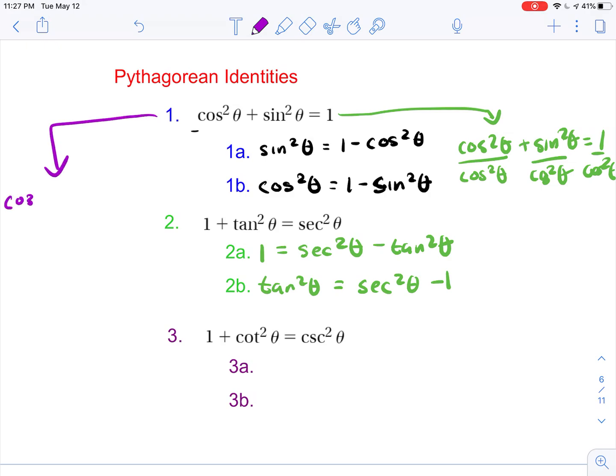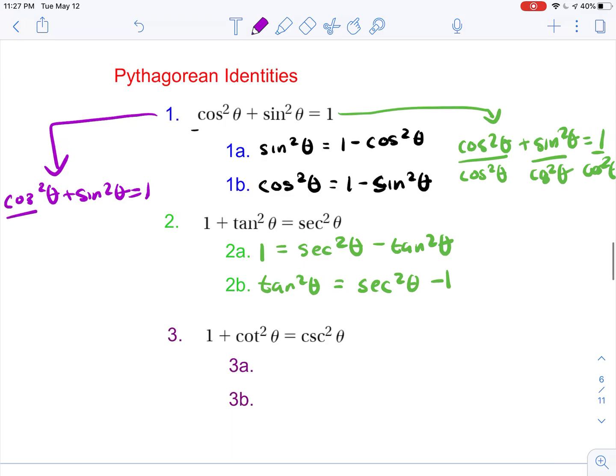And last but not least, we have 1 plus cotangent squared theta equals cosecant squared theta. This comes from taking that equation, cosine squared theta plus sine squared theta is equal to 1, and dividing it by, hopefully you guessed it, sine squared. Sorry, my handwriting is not great today. Okay, so what happens here? Well, we know sine squared theta over sine squared theta is the same thing. That's equal to my 1.